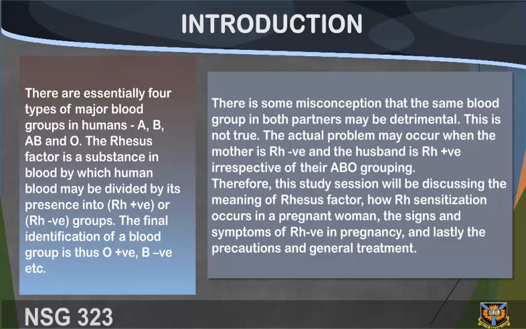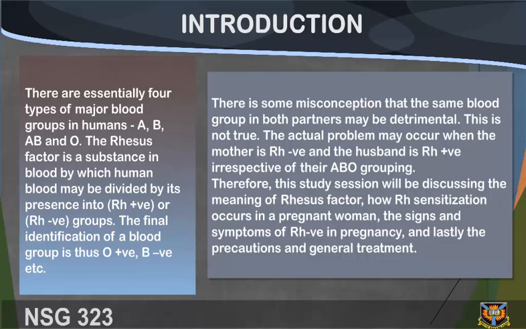The rhesus factor is a substance in blood by which human blood may be divided by its presence into Rh positive or Rh negative groups. The final identification of a blood group is thus O positive, B positive, etc.